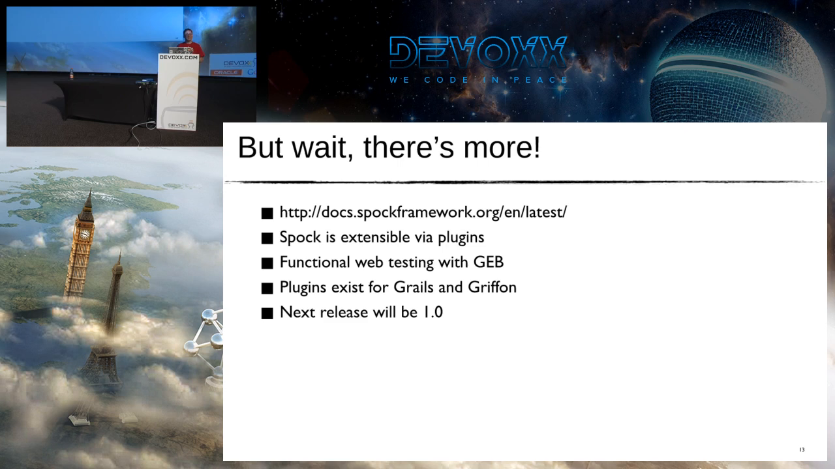Spock is also extensible via plugins. There are a handful of plugins already out there, particularly for reporting. You can also do functional web testing with another project called Geb. And for that, there are plugins for both Grails and Griffon. And the next release, the current one is 0.7, the next release will happen sometime next year, probably sooner than we expect, and will finally be 1.0.